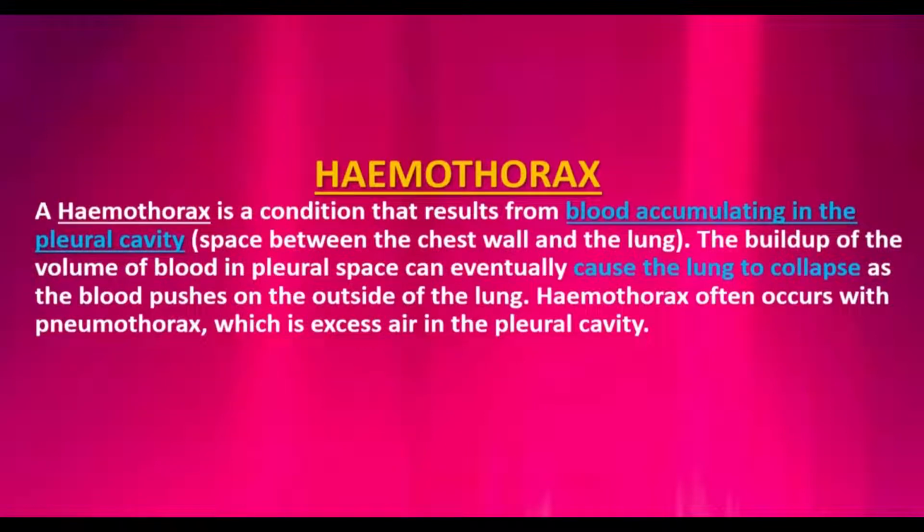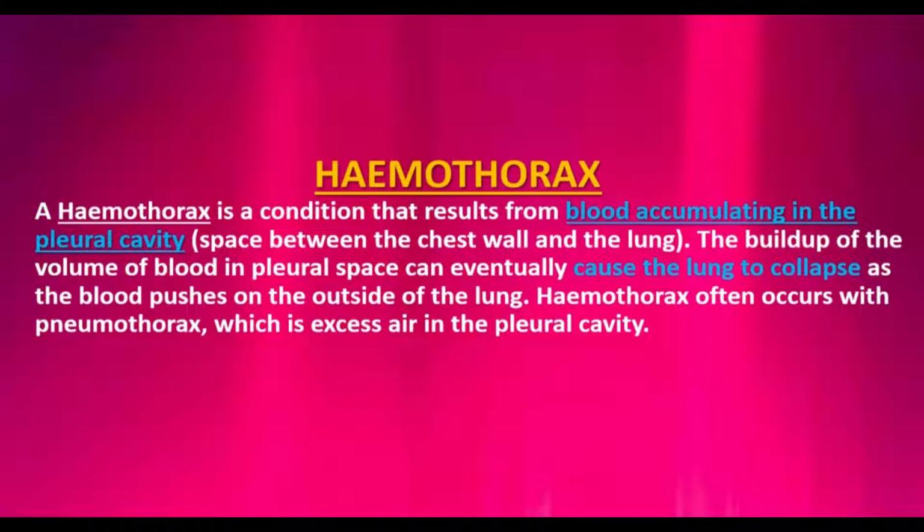Hemothorax. A hemothorax is a condition that results from blood accumulating in the pleural cavity. The buildup of the volume of blood in pleural space can eventually cause the lung to collapse as the blood pushes on the outside of the lung. Hemothorax often occurs with pneumothorax, which is excess air in the pleural cavity.